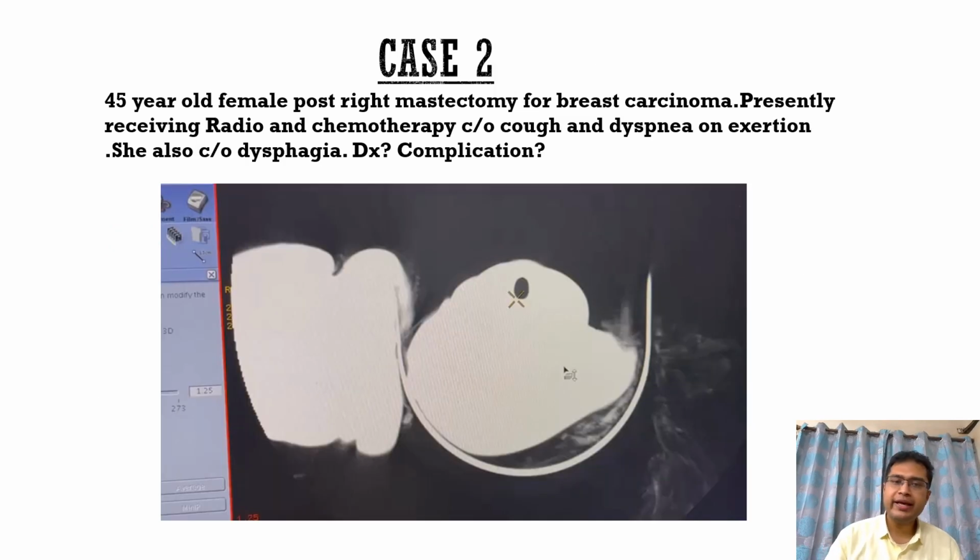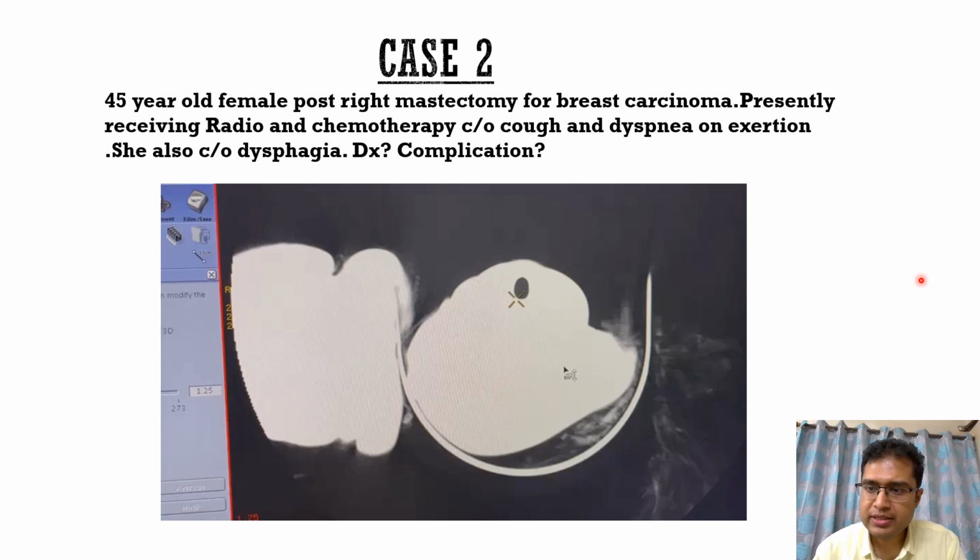So coming to our next case, here we have a 45-year-old female post-right mastectomy for breast carcinoma who's presently receiving radio and chemotherapy, now complains of cough and dyspnea on exertion. She also complained of dysphagia, and this is a CCT thorax done for this patient. So initially she had gotten a chest radiograph where we saw some opacities in the bilateral lung fields, and based on that the clinician suspected metastasis.